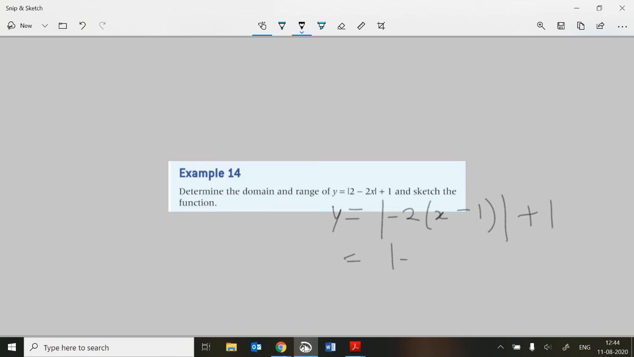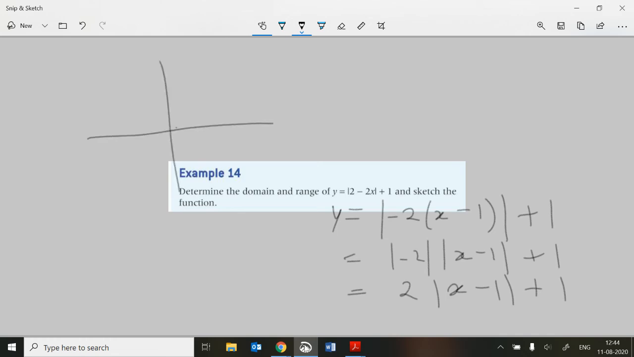Now we can split that up further, and we can say that's the modulus of -2, the modulus of x - 1. That's the form that we want. And then -2 is the same as 2 if we take the modulus of it, or the absolute value of it, and then we put the +1 on the end there. In order to sketch this function, we can see that it's been moved forwards by 1 and up by 1. That's from these 2 translations here. And it's also twice as steep as the regular modulus of x graph.